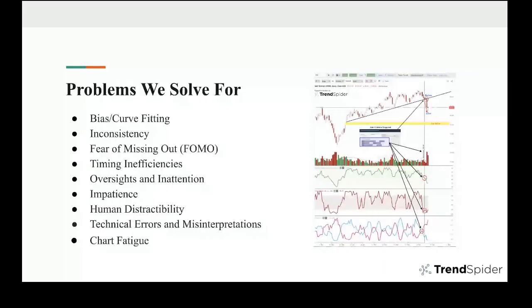Some of the ways that we do those things is by addressing the problems that every trader has, right? We're all human, and thus we're all susceptible to biases, to curve fitting, to FOMO. I FOMO traded last week. I've been trading for over 10 years. There's a lot of problems that come into manual trading, and we try to use technology to help address those things and make you a more consistent, more efficient, smarter trader.